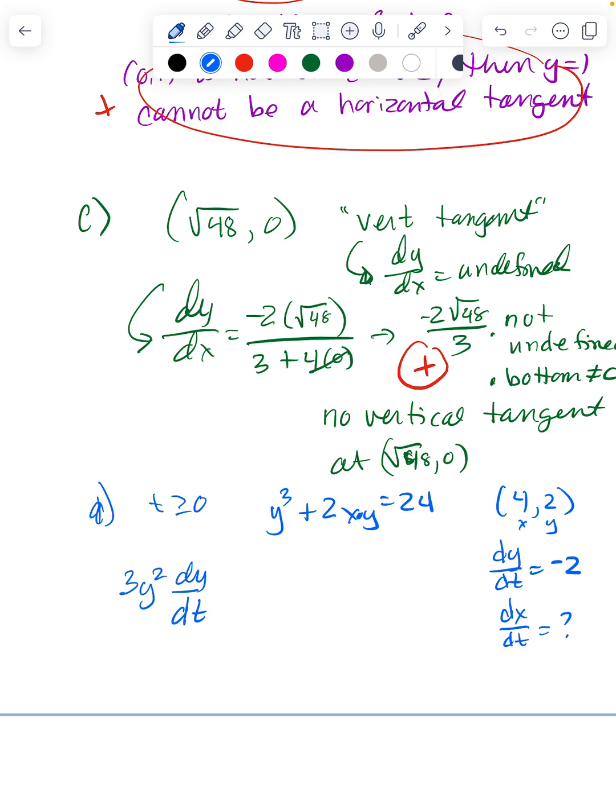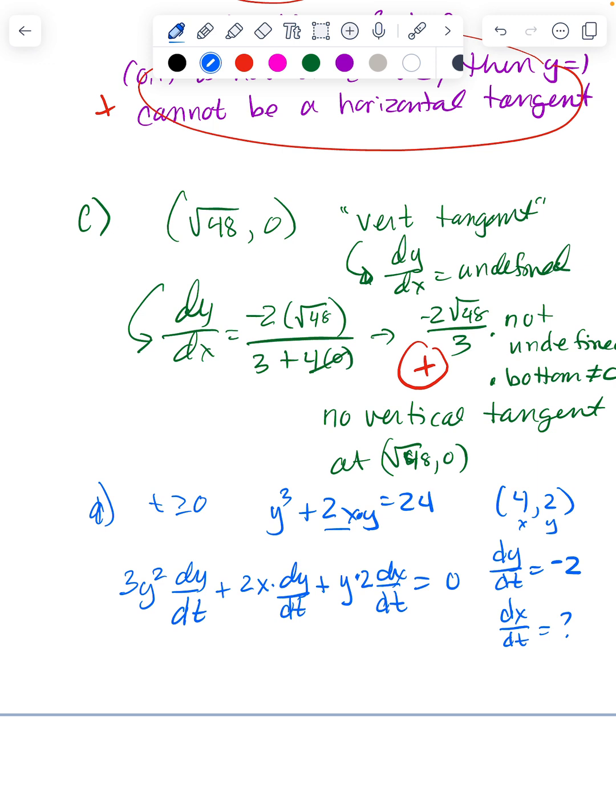This is actually a product, my friends. So I'm going to have to do 2 times x, and then multiply by the derivative of y, but that's only 1. But because I took the derivative of y, I'll end up with a dy/dt. Then I'm going to have to add the second part, which is y, times the derivative of the first part, which would be just 2. But because we're doing it in terms of t, that would be dx/dt. And then the derivative of 24 is zippo.